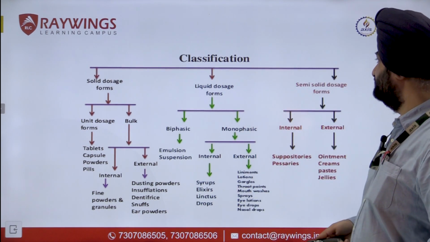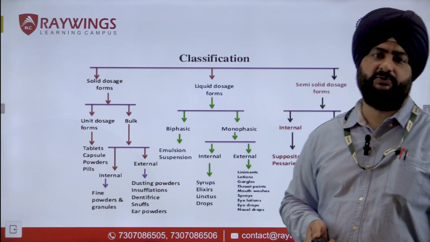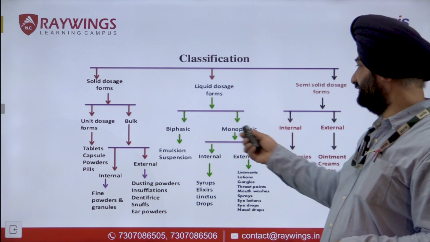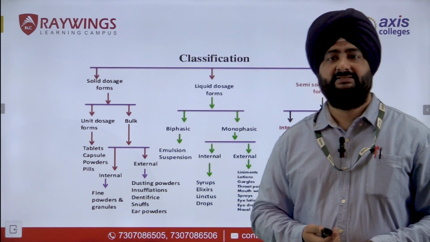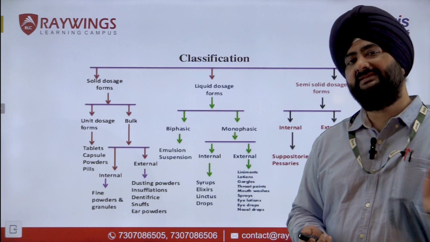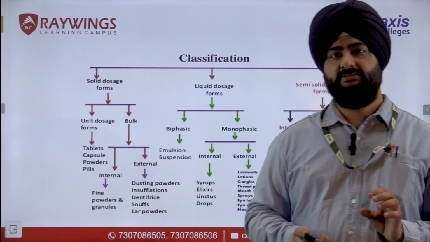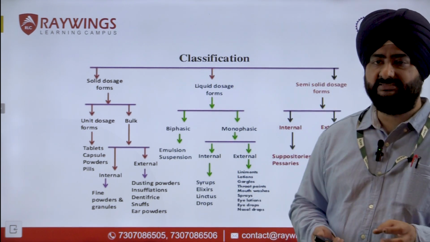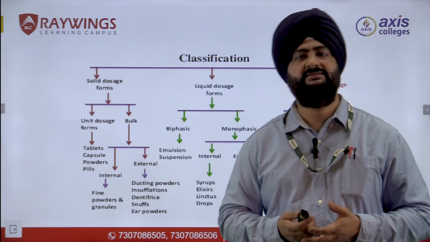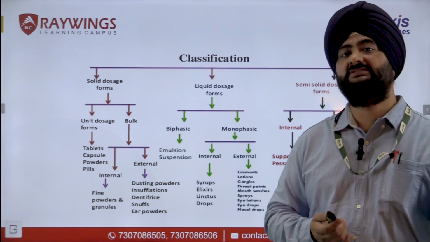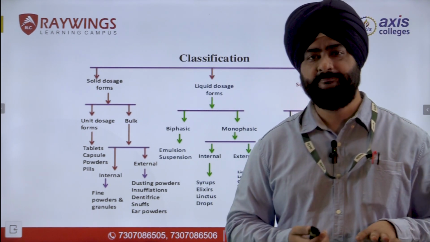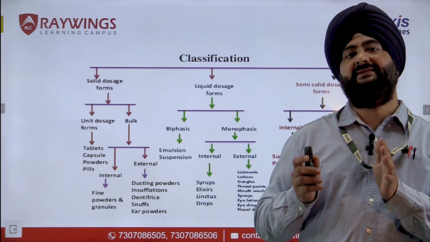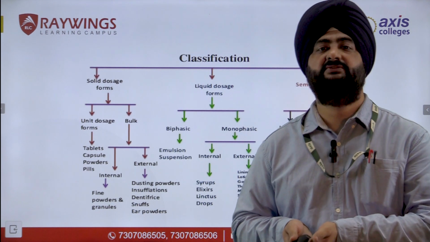So the next category is liquid dosage forms. It further divides into monophasic liquid dosage forms and biphasic liquid dosage forms. Biphasic has only two: emulsions and suspensions. An emulsion may be either oil in water or water in oil, and by the help of an emulsifying agent, we stabilize that emulsion. And what is a suspension? A suspension means undissolved solid particles in a solvent. And how to prepare a suspension? What are the ideal requirements of a suspension or emulsion?